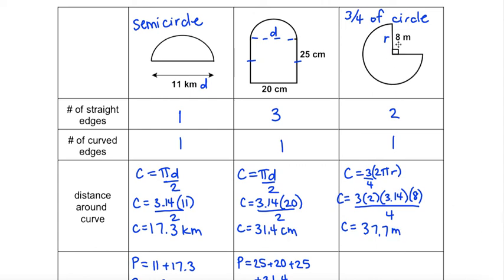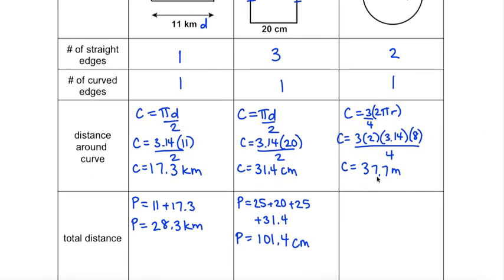Now, because this is the radius and this is also a radius, I know that both of these lengths are 8 up here for those straight edges. So when I'm calculating the total perimeter of this shape, it's going to be 37.7 plus 8 plus 8. And that gives me a value of 53.7, and my units are meters.